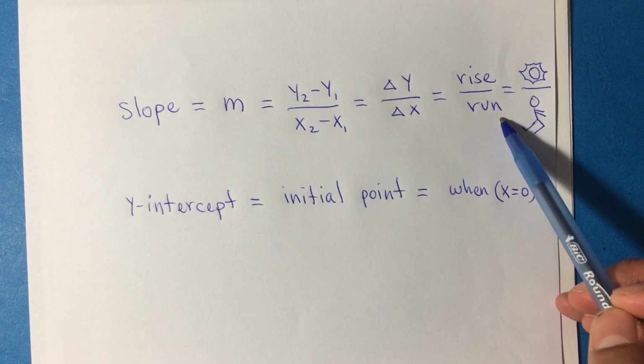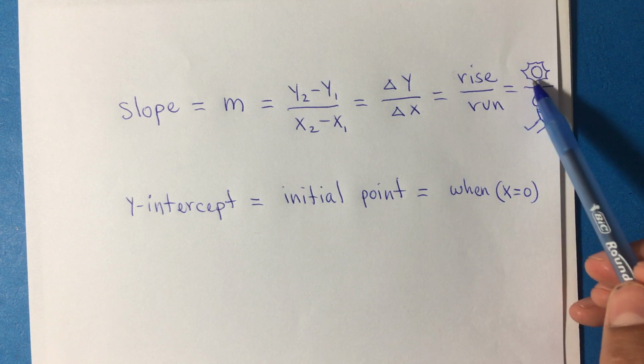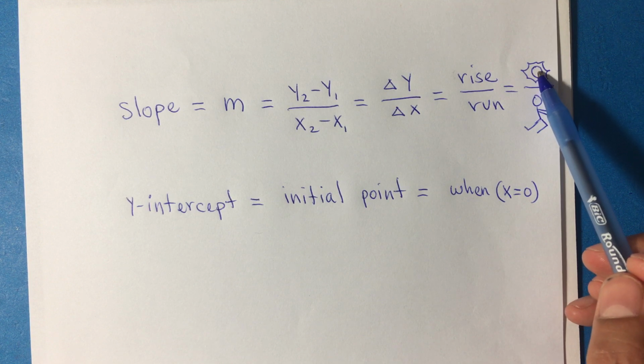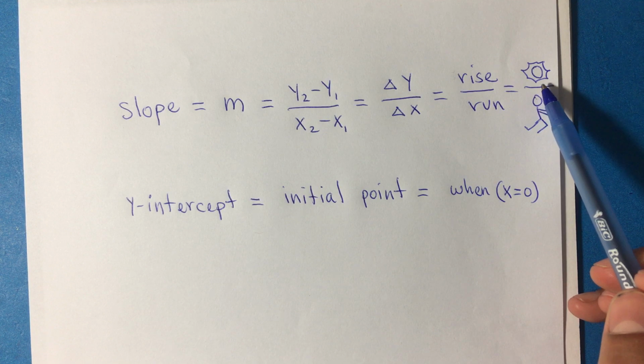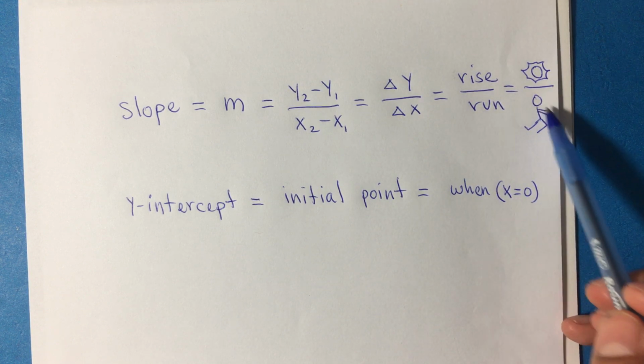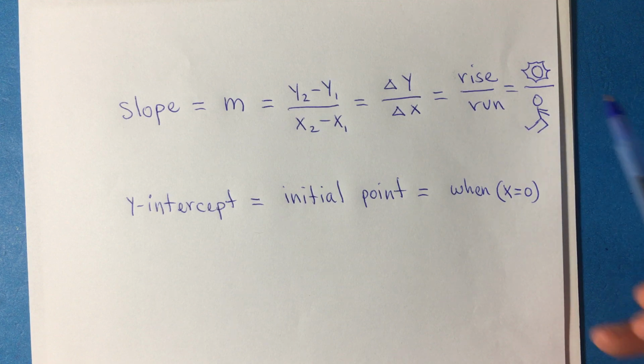rise over run. And finally, a picture that I use for rise is the sun, because if it's positive, it goes up to the sky. If it's negative, it goes down because of the sunset. And for run, I use somebody racing.